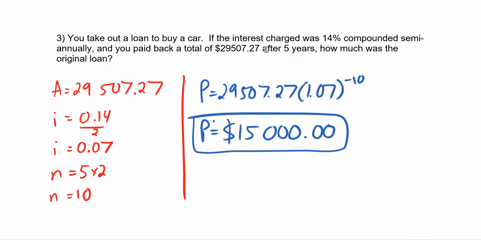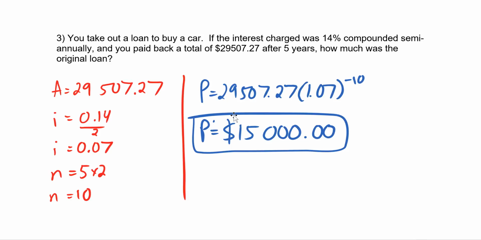So we want to figure out how much you originally borrowed. So again, that's your final amount. The interest rate is 14% divided by 2, 0.07. And the value of n is 5 years times 2, because semi-annual means twice per year, which is 10. And here we go. The price was about $15,000.